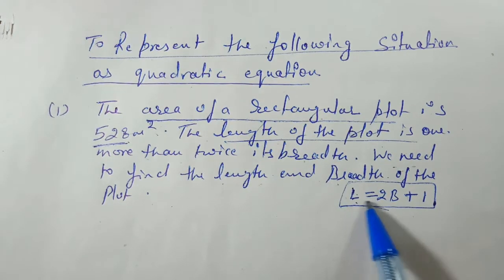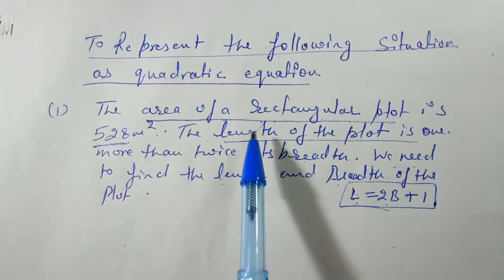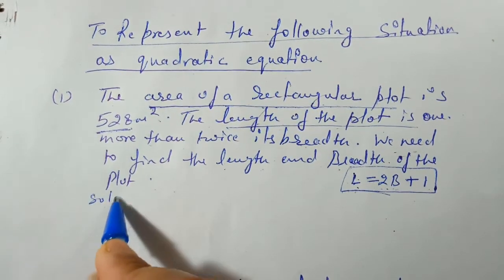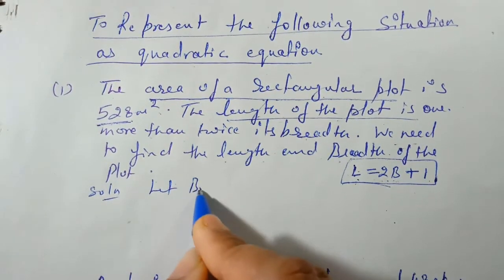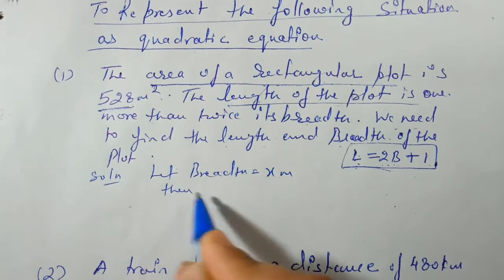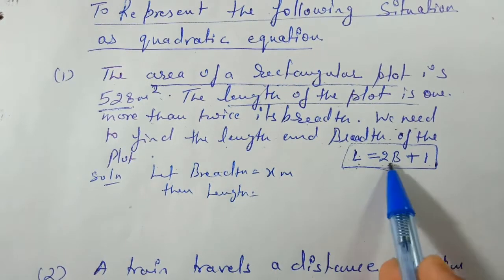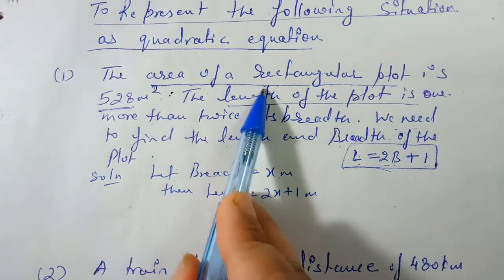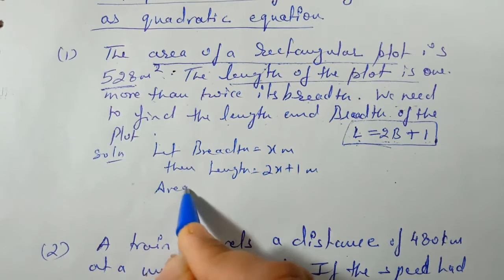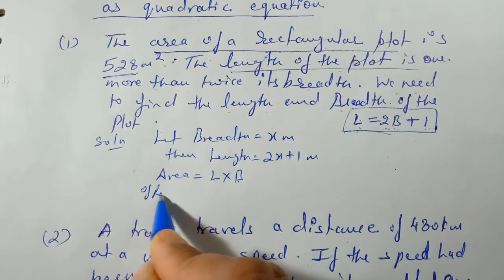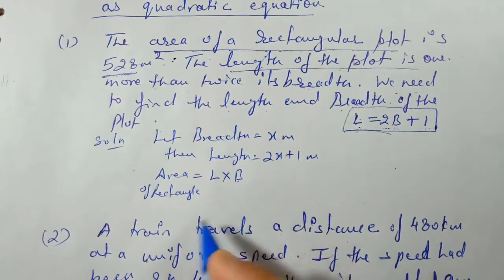So we get the condition: length is equal to twice of breadth plus 1, on the basis of the second statement. Since length depends on breadth, let us suppose breadth equal to x. So let breadth be x meter. Then length is 2x plus 1 meter. Now the area of a rectangle is given. Area is equal to length into breadth.